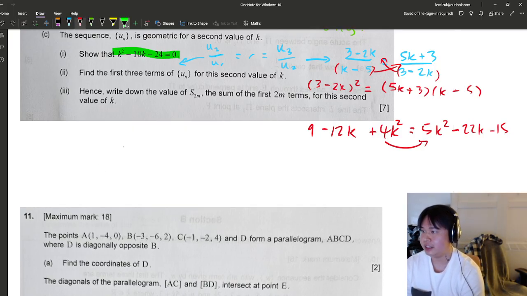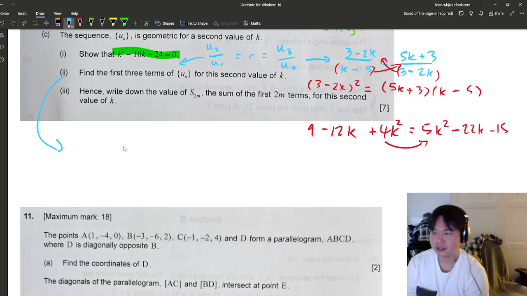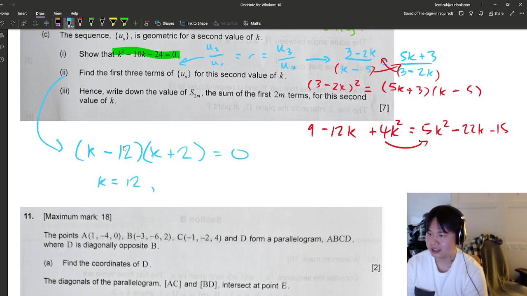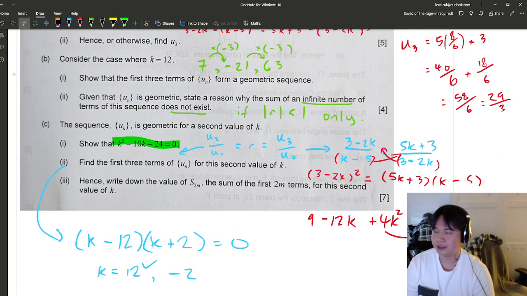Okay, find the first three terms of the other value of k. So that means that we do need to find the other value of k. Luckily, we have this equation for k, so we can solve it. It's probably factorable. They're probably nice to you, right? 6 and 4? No, 12 and 2. Right, k is 12 or negative 2. This is the one that they told us about, k being 12.